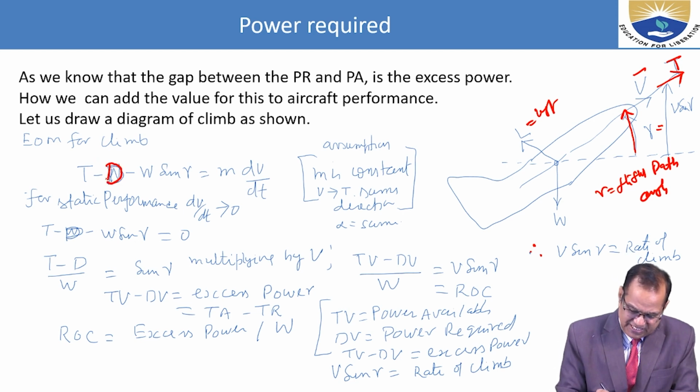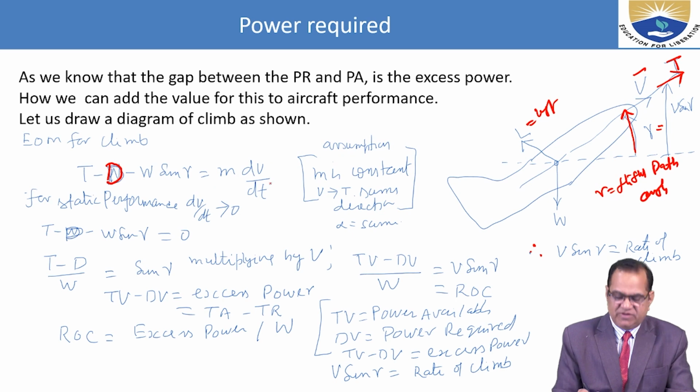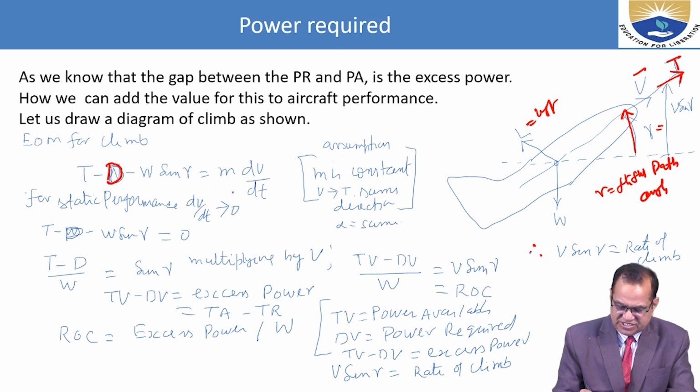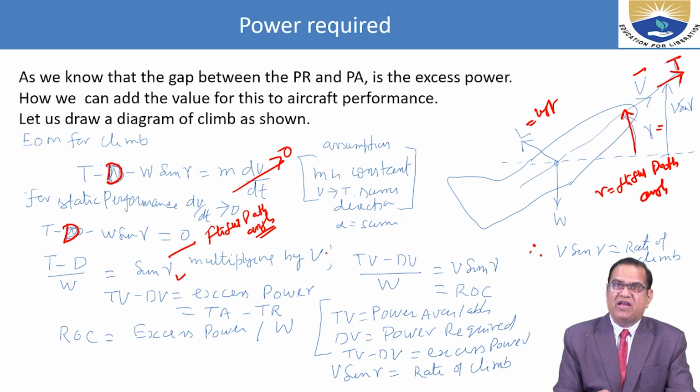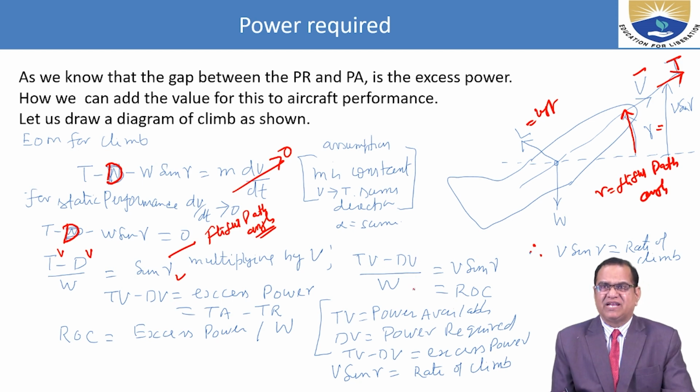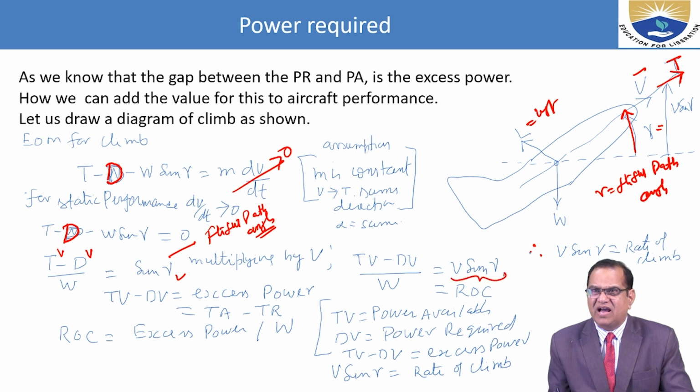T minus D minus W sine gamma is equal to m dV by dt. For the static performance, this dV by dt is equal to 0. So T minus D minus W sine gamma is equal to 0. We can write T minus D by W is equal to sine gamma, and using this equation you can find out the flight path angle. If we multiply by V, TV minus DV by W is equal to V sine gamma, and this V sine gamma is the rate of climb.